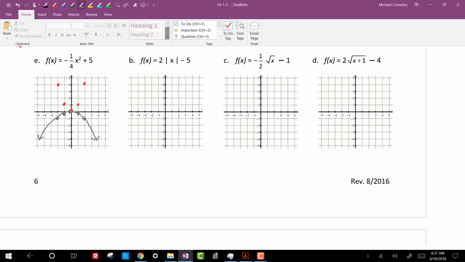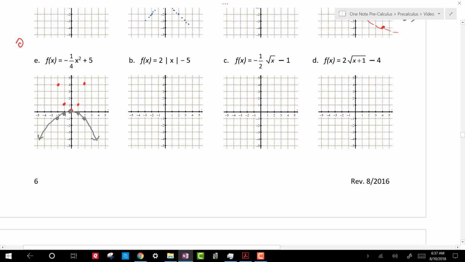So I need to move all of those points up 5 units. 1, 2, 3, 4, 5. My 2 values are a 1/4 unit down, and my other 2 values 1 unit down. There's my finished product right there.